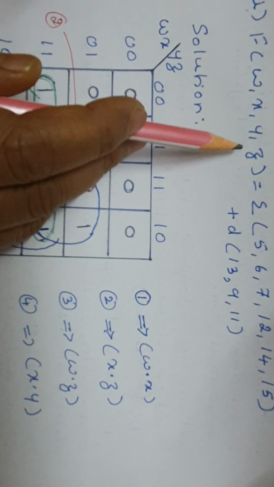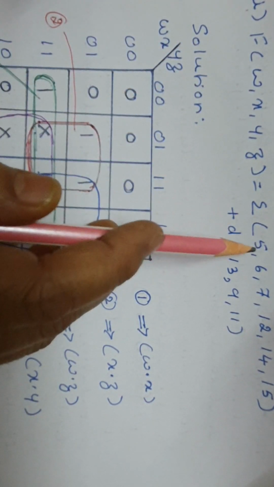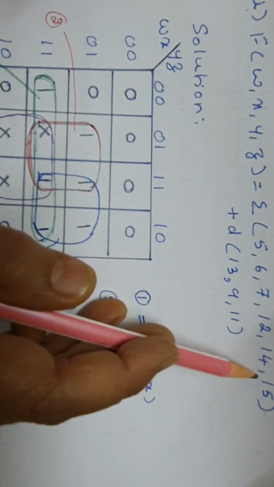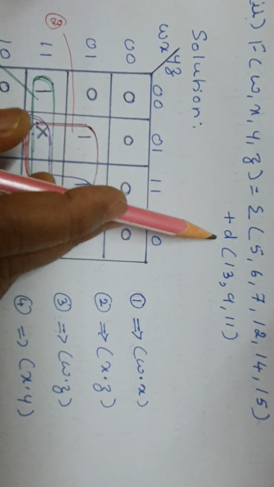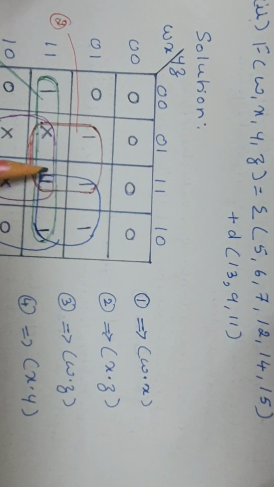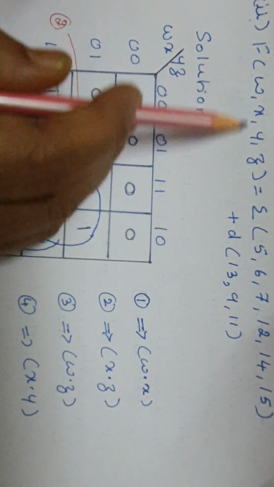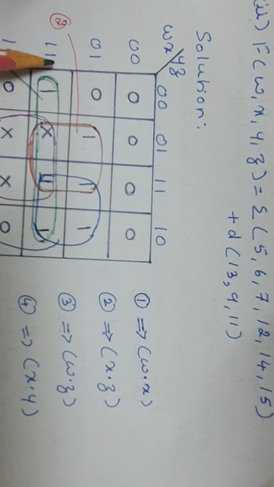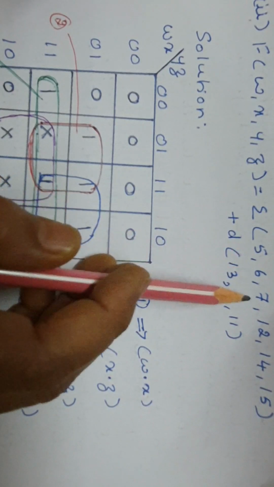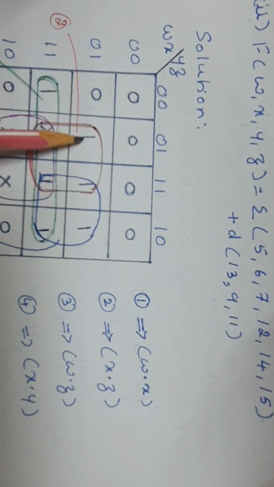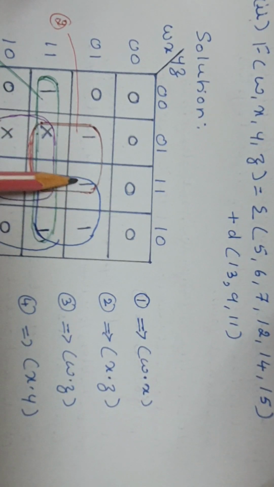F of w, x, y, z is sigma m of 5, 6, 7, 12, 14, then 15 with don't care conditions 13, 9, 11. So we'll have to fill the kmap. Because 4 variables are there, 2 raised to 4, 16 squares are drawn. Then minterms 5, 6, 7. So 0, 1, 2, 3, 4, 5. This is 5, 6, 7.